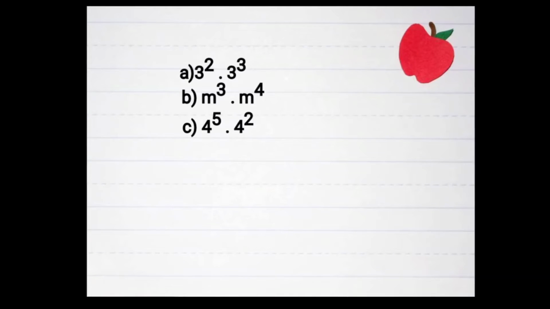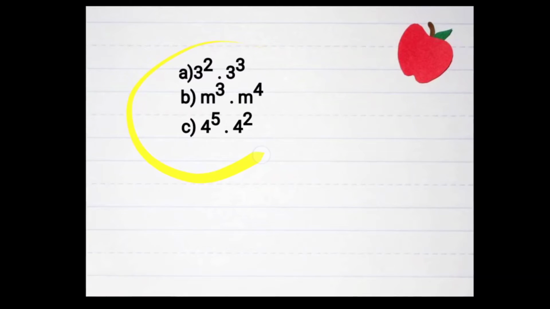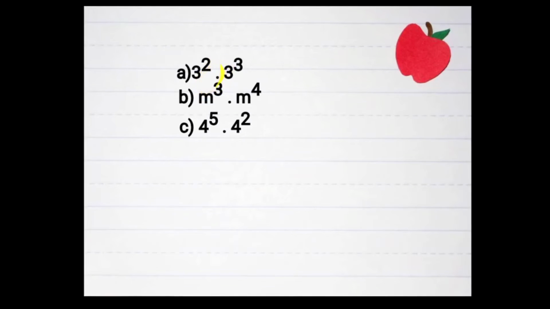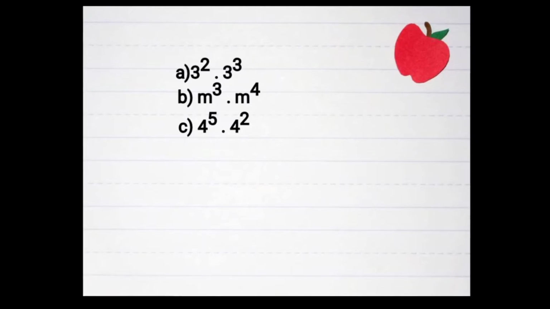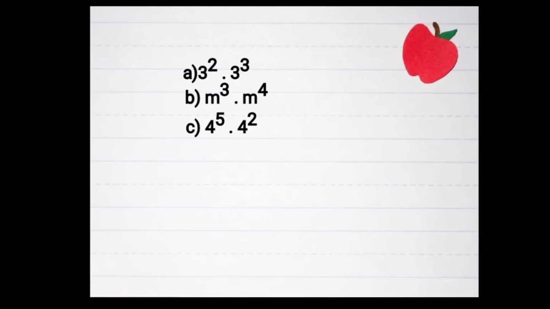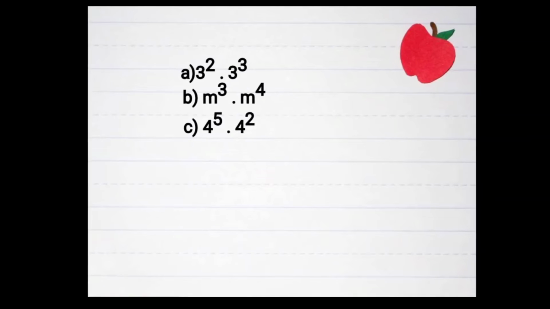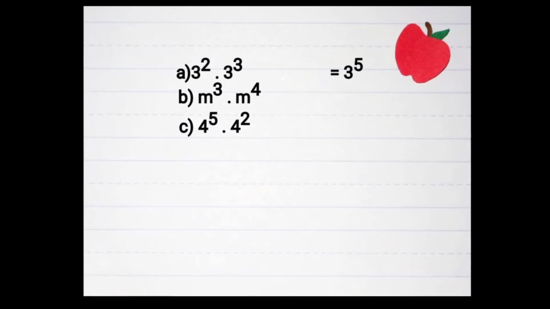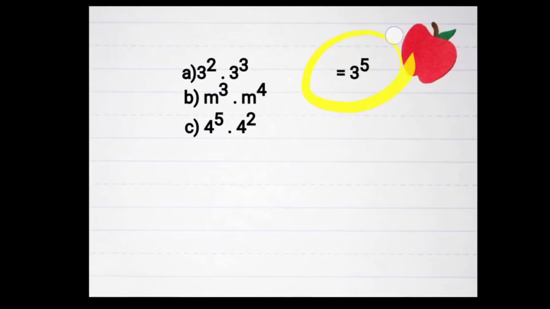So our first law, let's have this example. As you can see, we have letter A, 3 squared, then times 3 cubed. Okay? So this symbol dot means times. So 3 squared times 3 cubed, then letter B, m cubed times m to the fourth power, and letter C, 4 to the fifth power times 4 squared. Okay, if we simplify them, we have letter A, that is 3 raised to the fifth power.